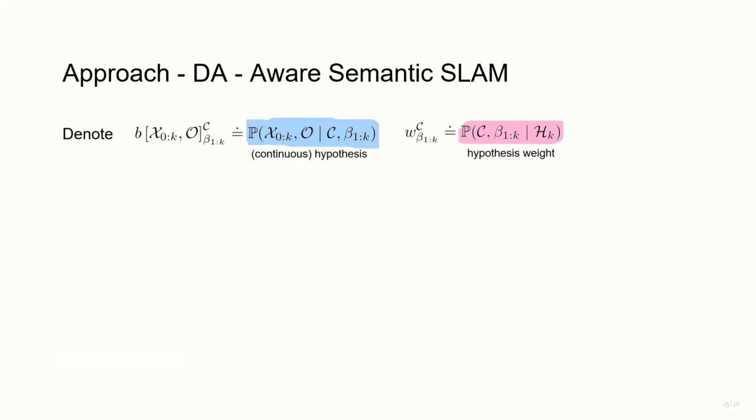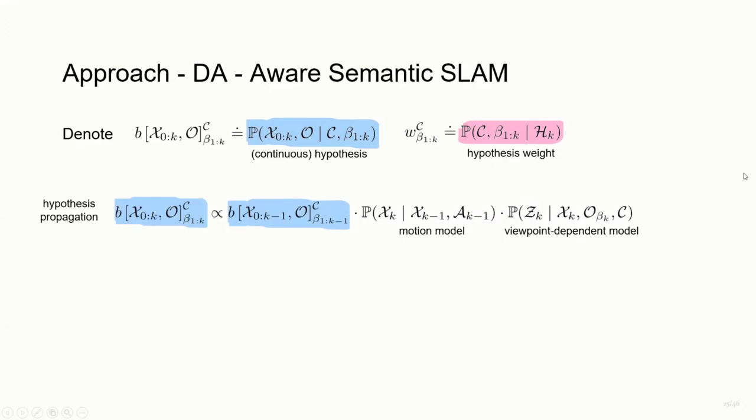We denote the continuous hypothesis associated with a given combination of classes and data association as a belief over the robot track and object geometry given classification and associations, and denote the corresponding hypothesis weight as W. Then on every time step, we receive a user action. Here it is defined as A, what was previously user-defined as controls with U, and observation.